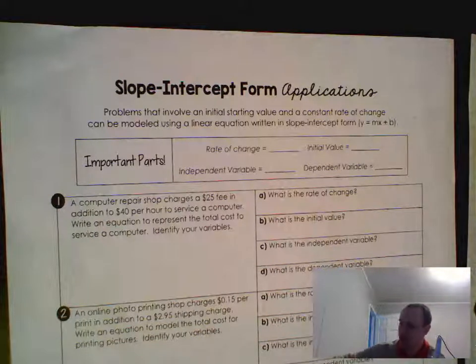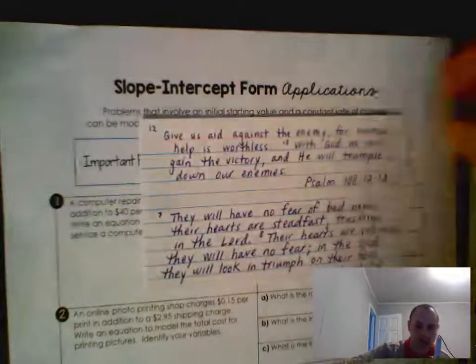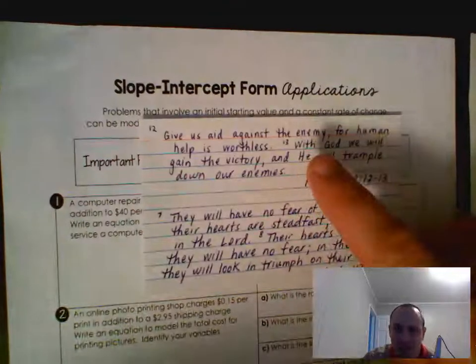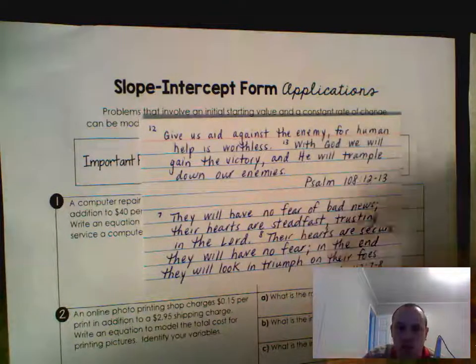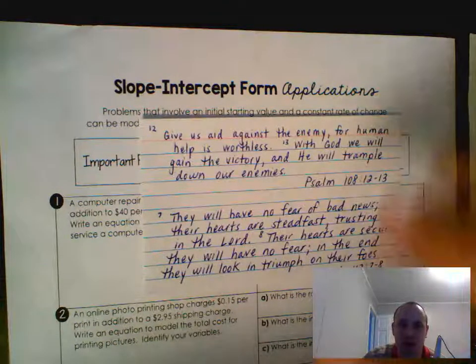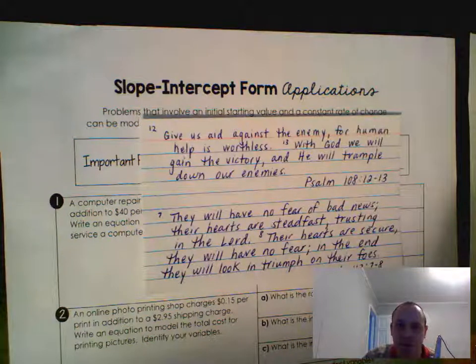Just want to start you guys off with a verse. Psalm 108 says, "Give us aid against the enemy, for human help is worthless." I really love how they use the wording there. Human help is worthless. With God, we will gain the victory, and He will trample down our enemies.